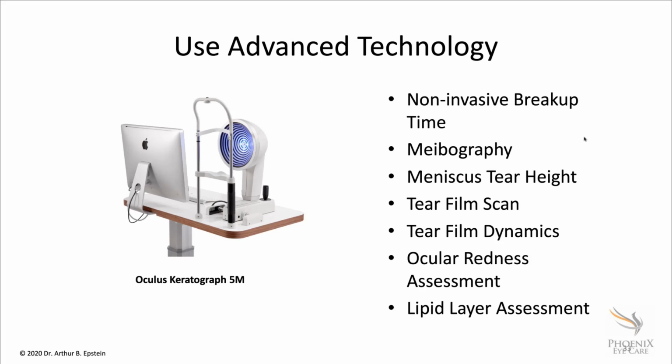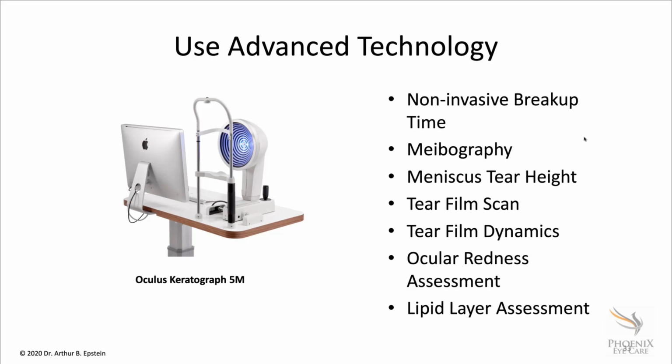So we bought an Oculus keratograph. It was one of the first pieces of equipment we bought. I love the machine. I call it the Porsche of our technology. Although we have a lot of technology now, I still love the keratograph. We use it more than any other instrument in the office. It is truly the Swiss Army knife of dry eye and also keratometry testing, non-invasive breakup time, meibography, tear meniscus height, tear film scan, tear film dynamics.